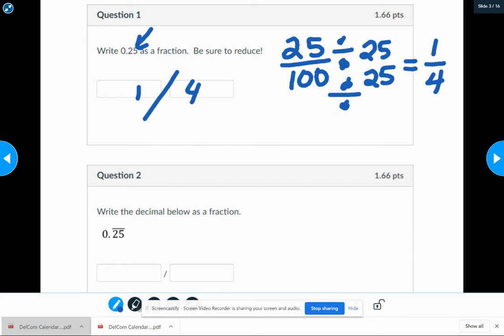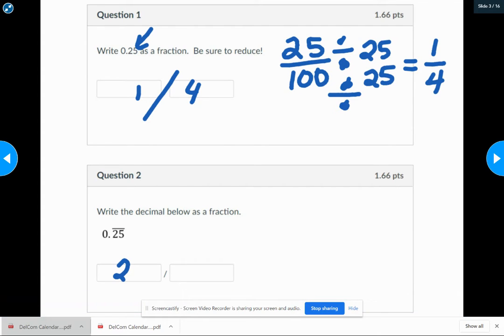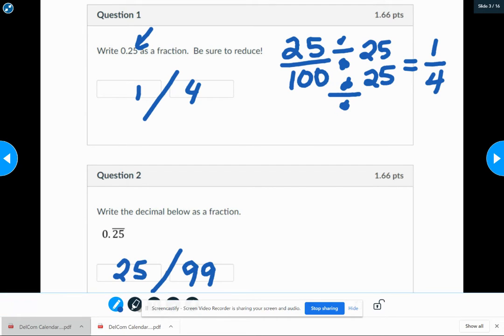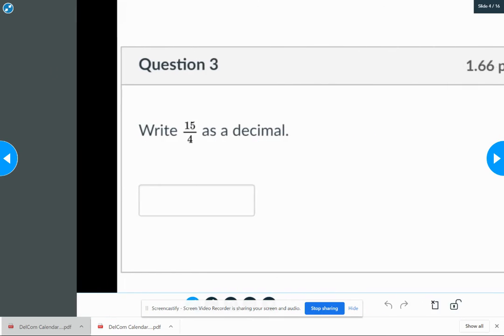Okay, number 2 is related to that. Okay, if 0.25 is 25 over 100, 25 with a bar is simply 25 over 99. Okay, 99 instead of the 100. If you didn't trust that, you could take a calculator and take 25 divided by 99, and it would be 0.2525252525. Okay, so you could test that if you're not sure about that.